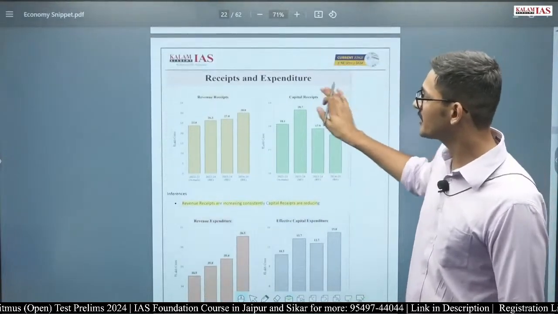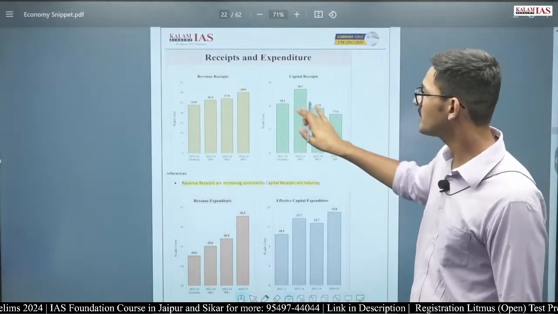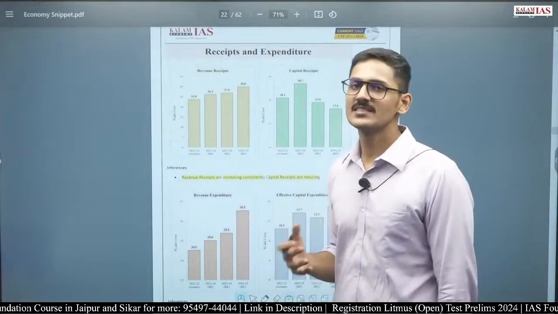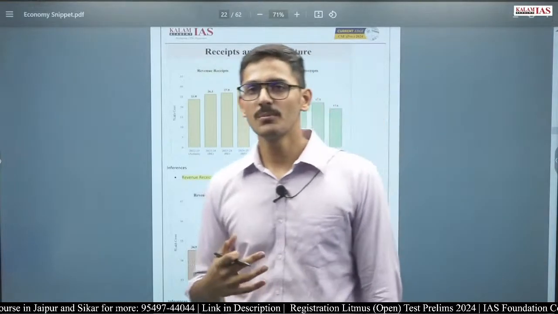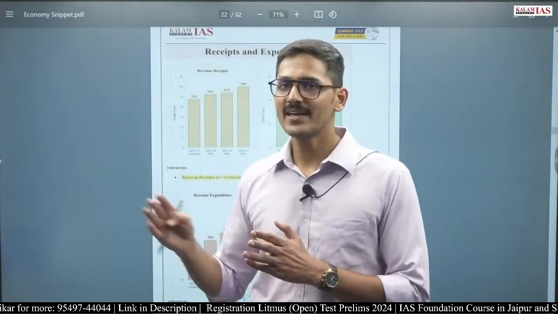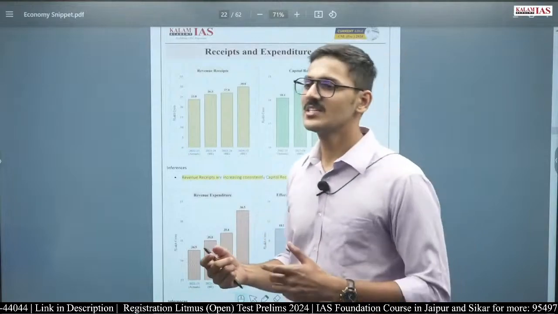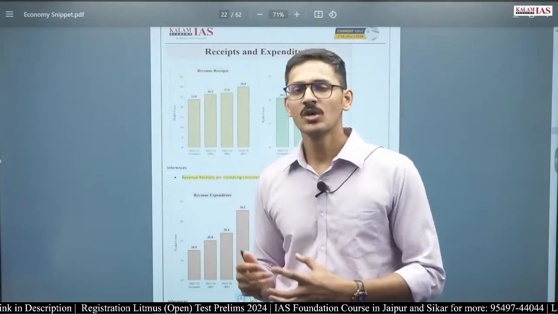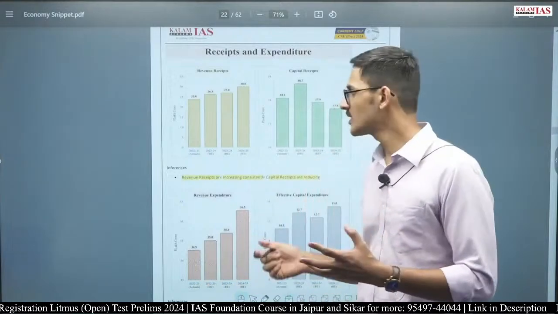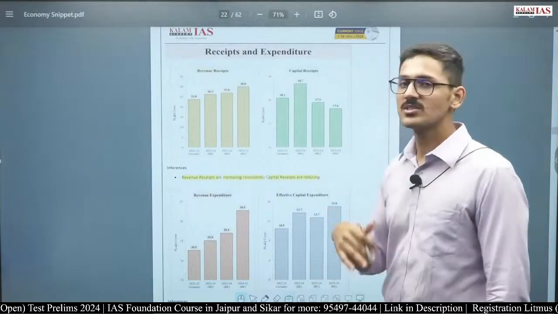Receipts and expenditure. Revenue receipts have been increasing consistently for the past 3 years. Capital receipts have been reducing consistently for the past 3 years. Now this is a good thing, because revenue receipts reflect the profit that is generated by the government of India. That is recurring in nature. The government of India is not selling any of its assets to generate revenue receipts. Whereas to generate capital receipts, the government either has to take loans or sell off its own assets. So capital receipts are not a good thing. Revenue receipts are increasing, capital receipts are decreasing, so this is a good thing.